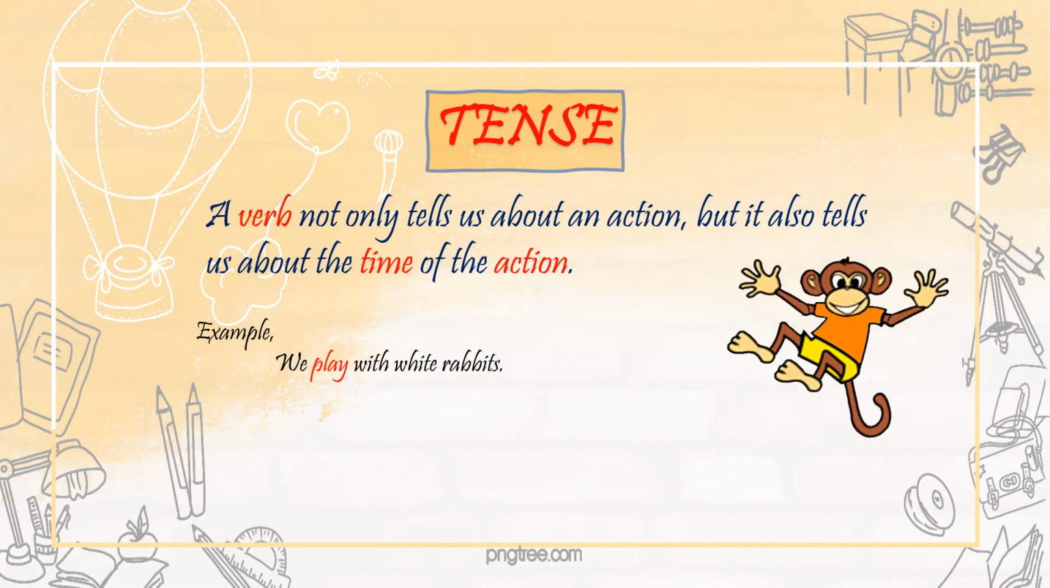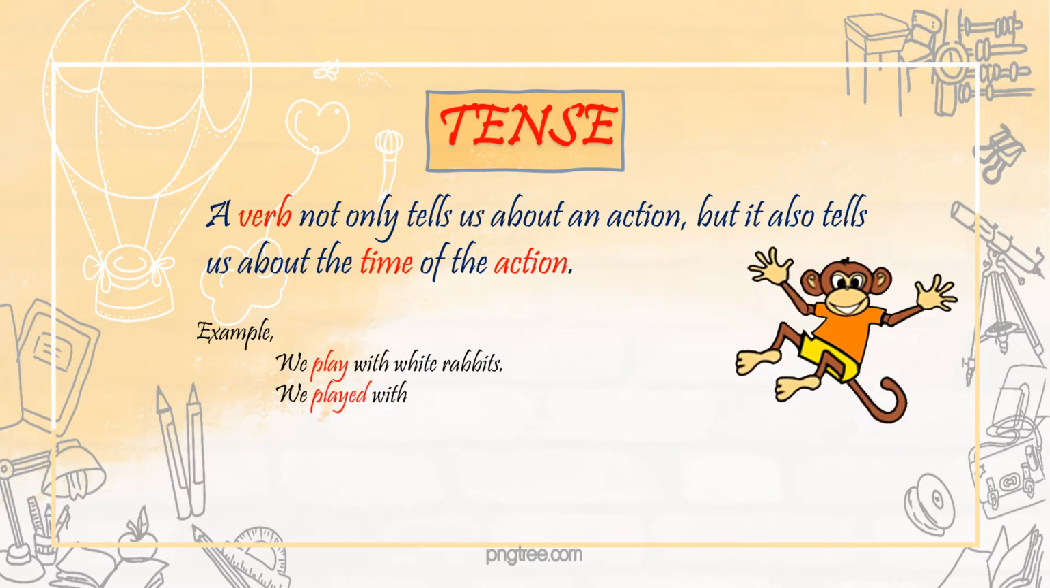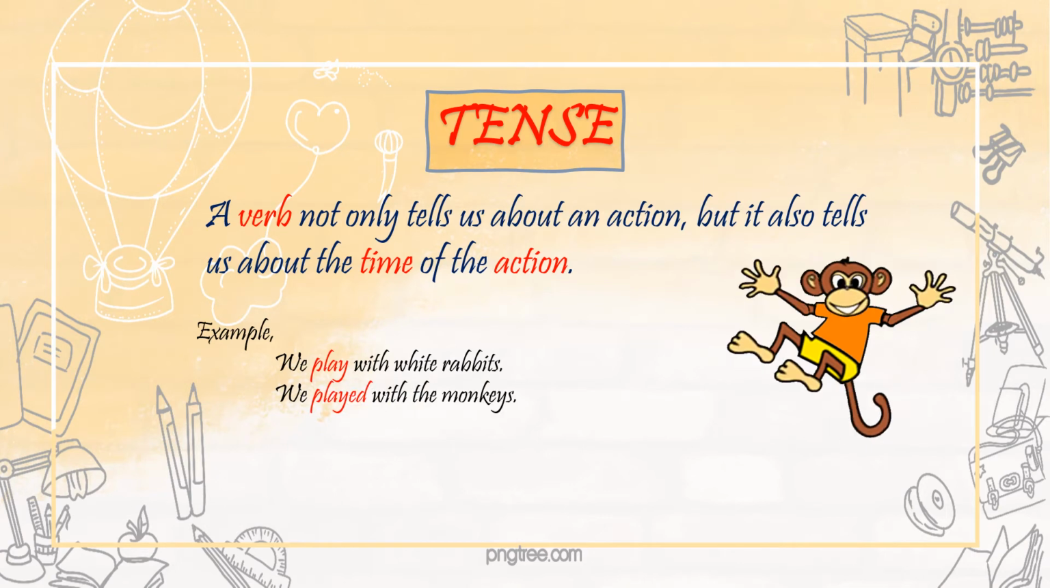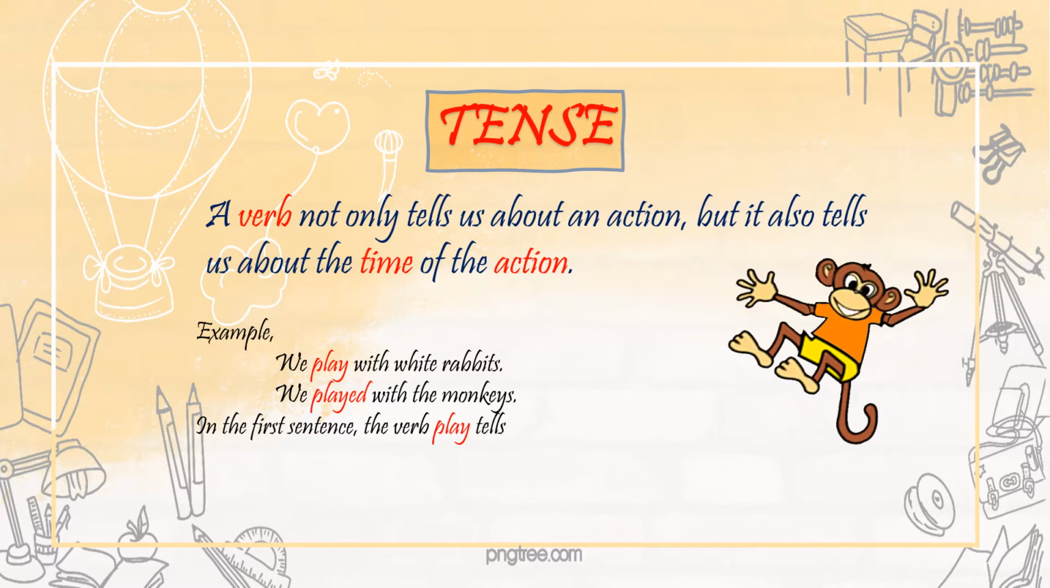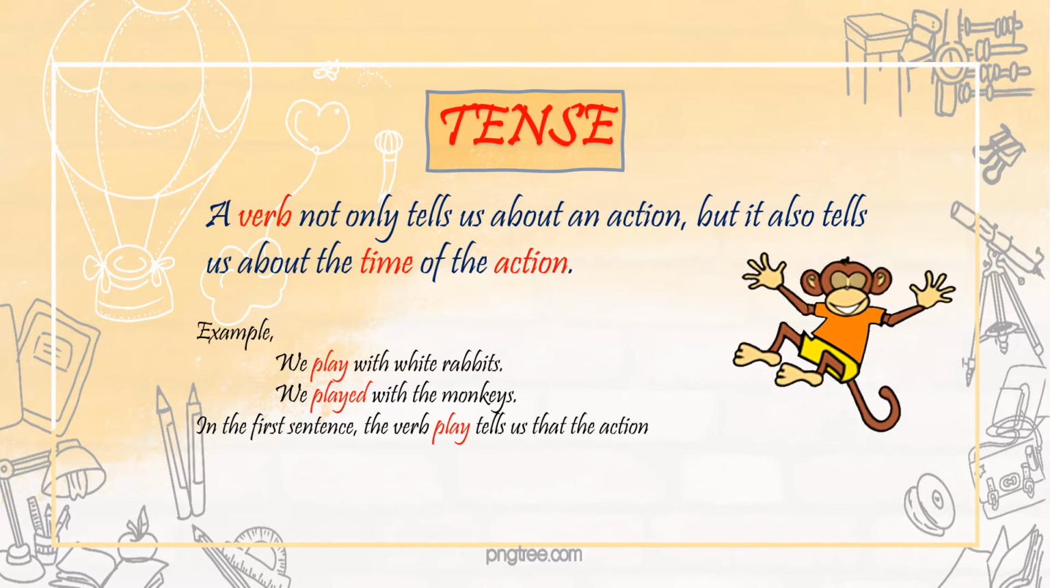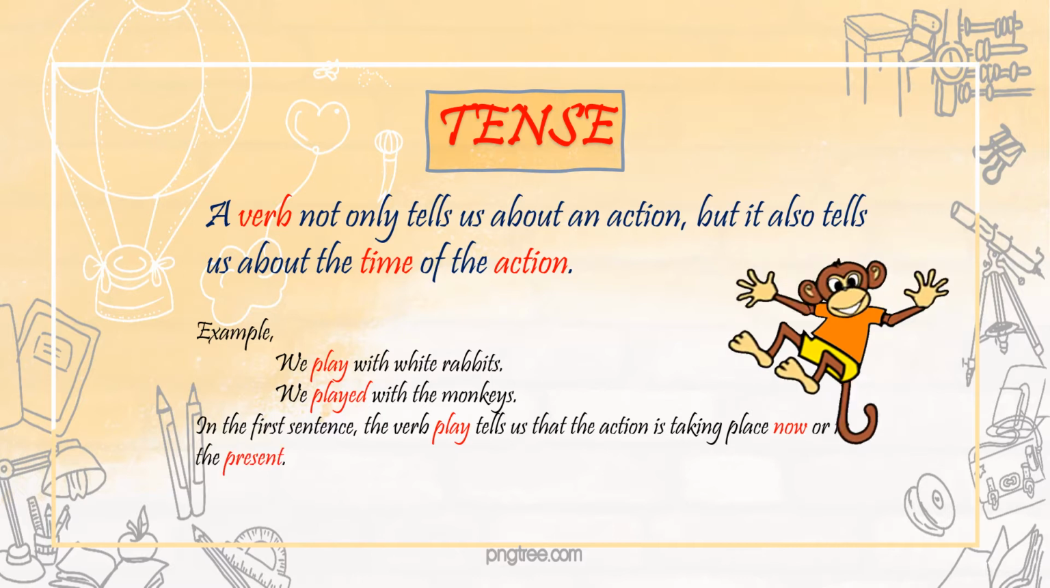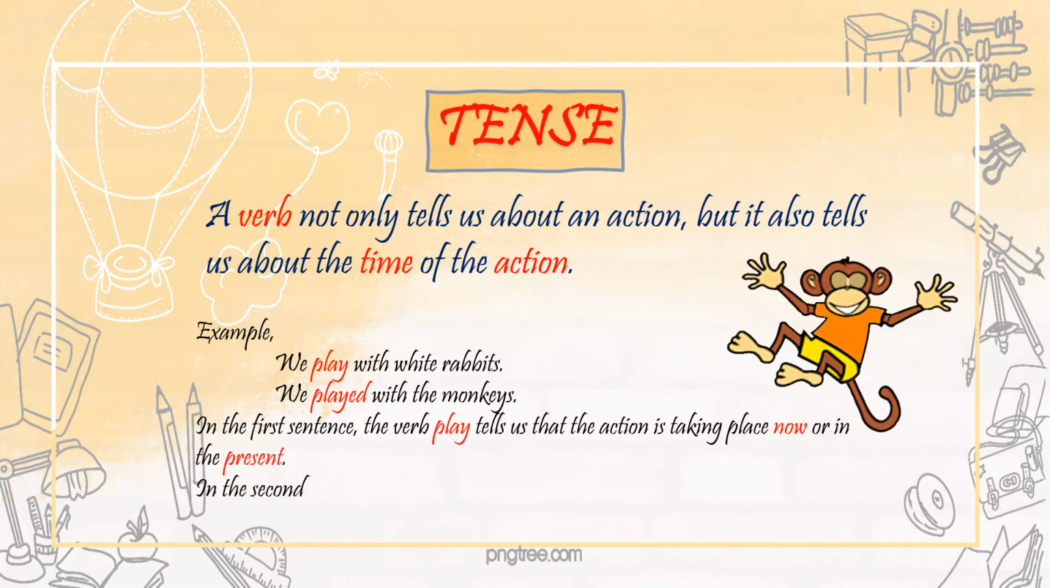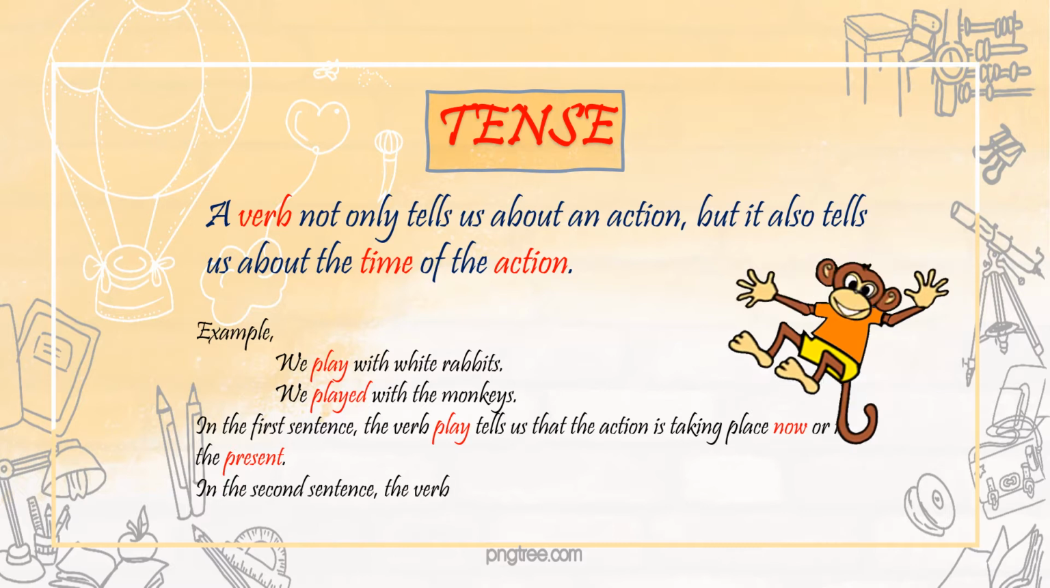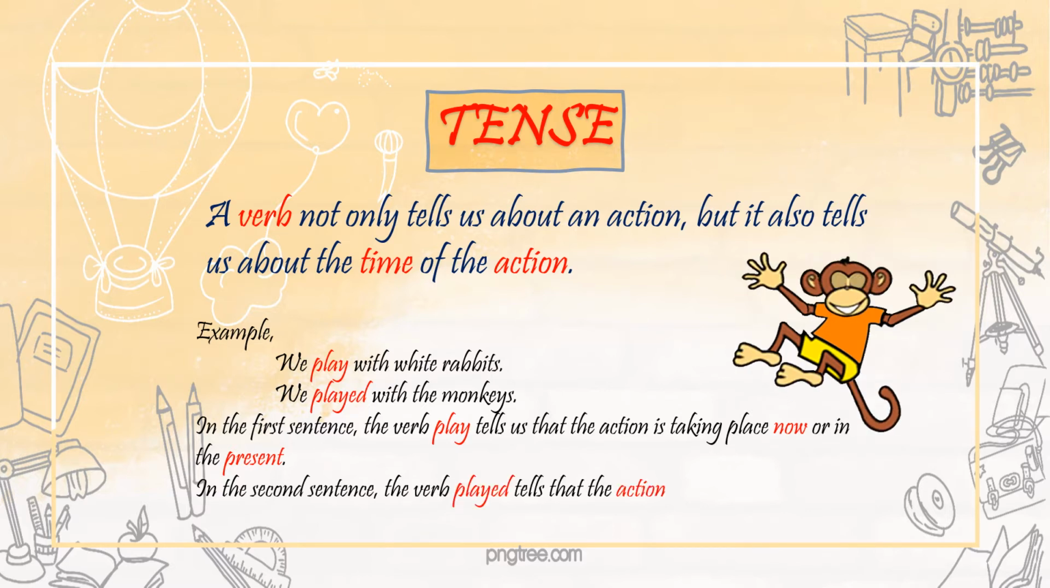We play with white rabbits. We played with the monkeys. In the first sentence, the verb play tells us that the action is taking place now or in the present. In the second sentence, the verb played tells us that the action already took place in the past.